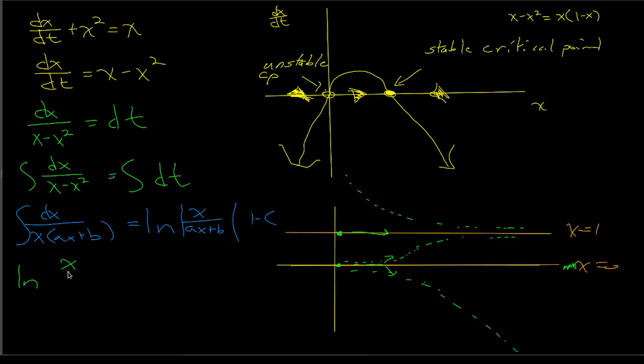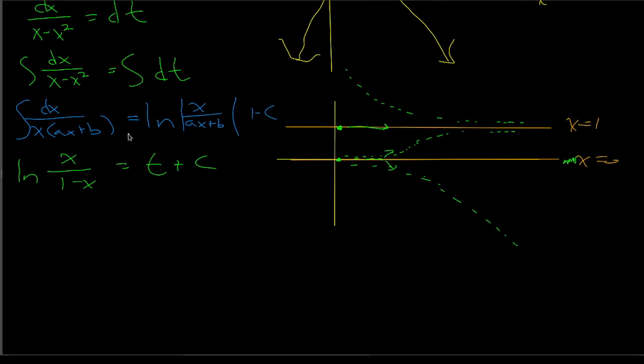So if I use that integral form, my left-hand side is going to be the natural log of x over 1 minus x is equal to t plus c. I will raise everything e to the power of this, so that clears this, and I'm going to get e to the t plus c, or x over 1 minus x equals some arbitrary constant, k, e to the t.